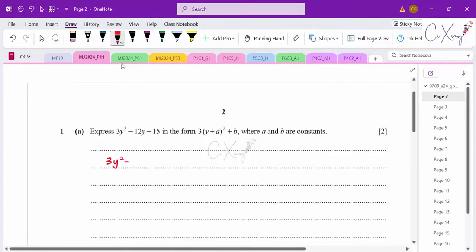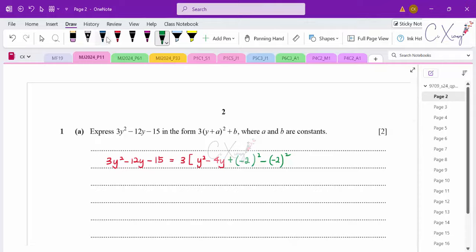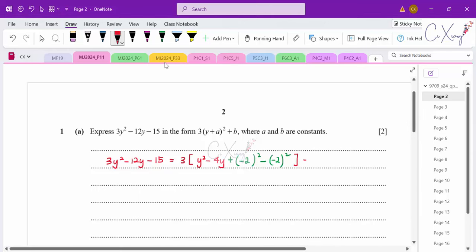When you want to complete the square, you have to make sure that your coefficient of x squared or y squared is always 1. Therefore, I factorize out the 3. I must have plus something squared minus something squared. The something here should be negative 4 divided by 2, which is negative 2. So you add negative 2 squared and also subtract negative 2 squared. The constant term 15 will not be affected, so I just keep it outside the completed square process.